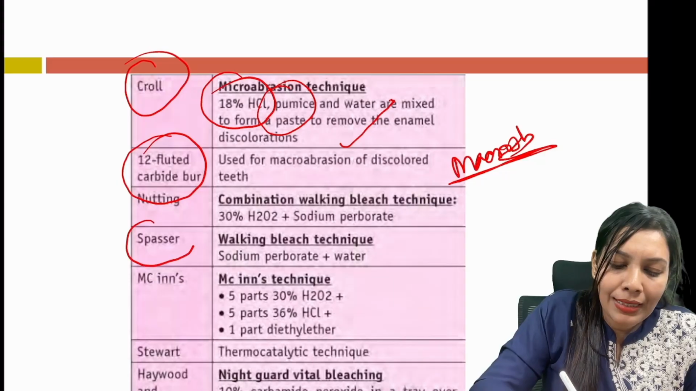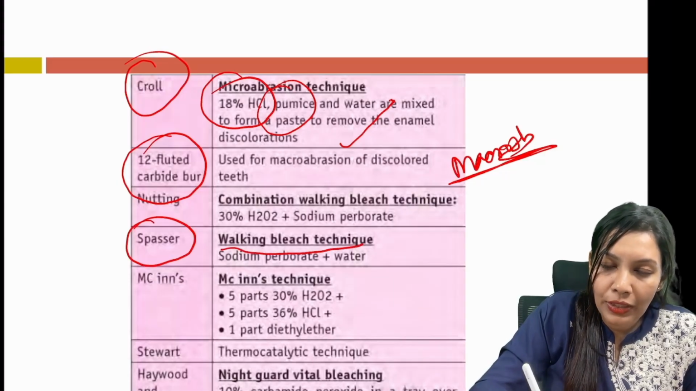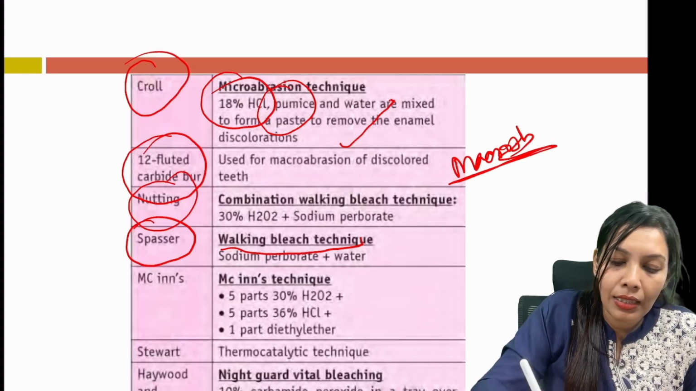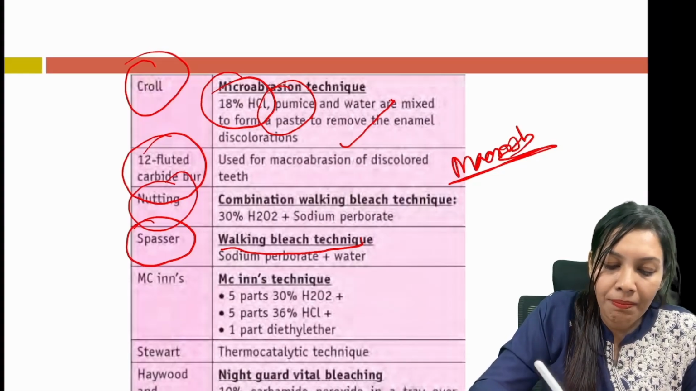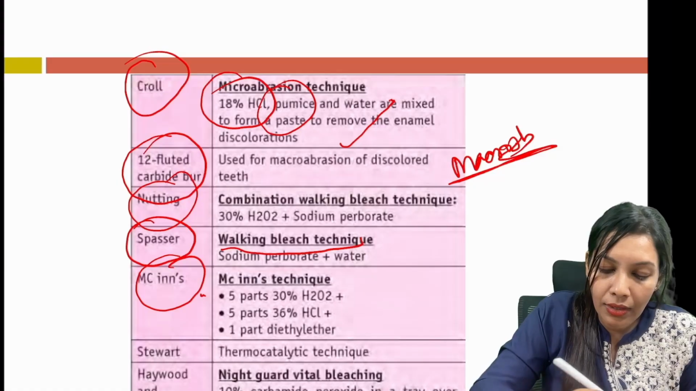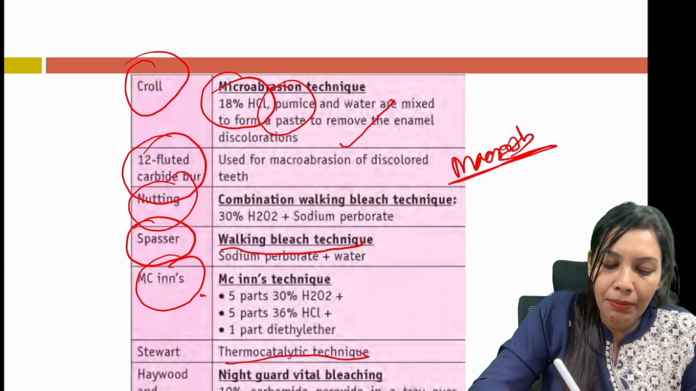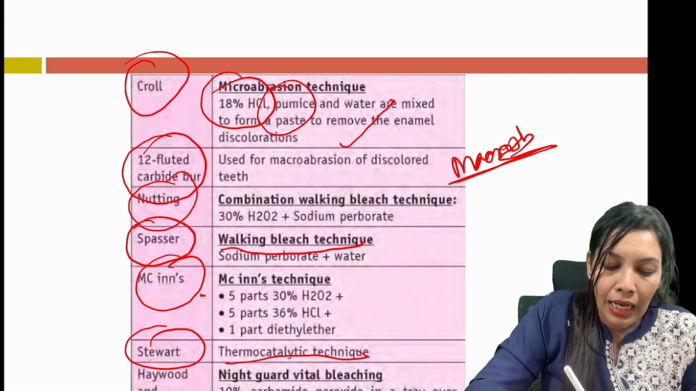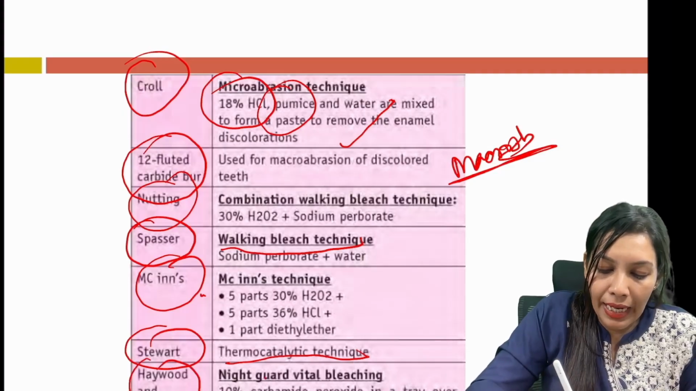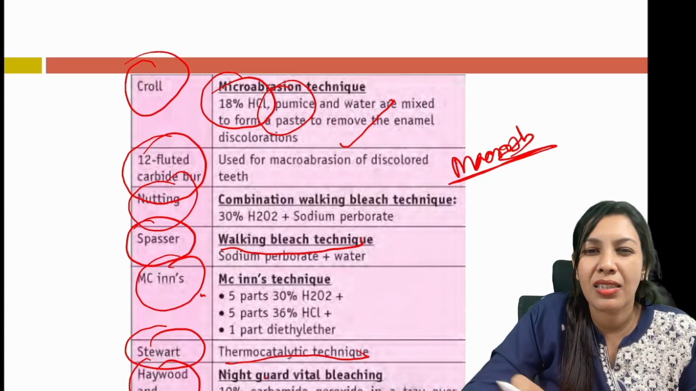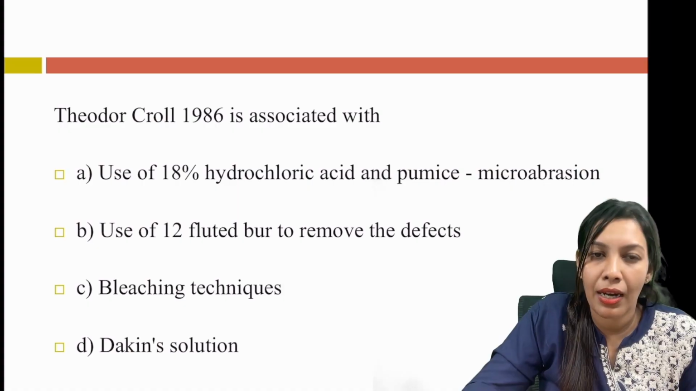Now, Spasser is the person who found walking bleaching. McInnes solution we have already dealt with. Thermocatalytic is by Stewart, Haywood and Heymann is night guard bleaching, and Rayton is laser bleaching. Just memorize the terms, sometimes a question might be asked.